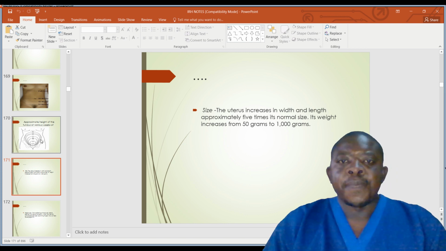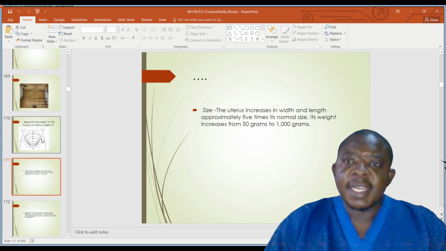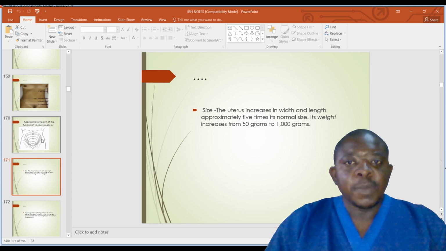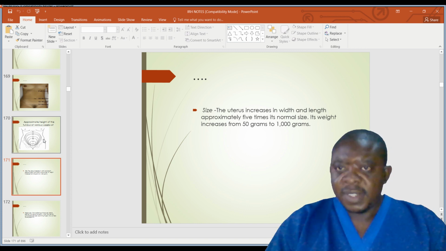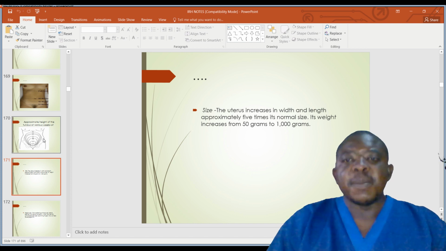Size. The uterus increases in width and length, approximately 5 times its normal size. Its weight increases from 50 grams to 1,000 grams.